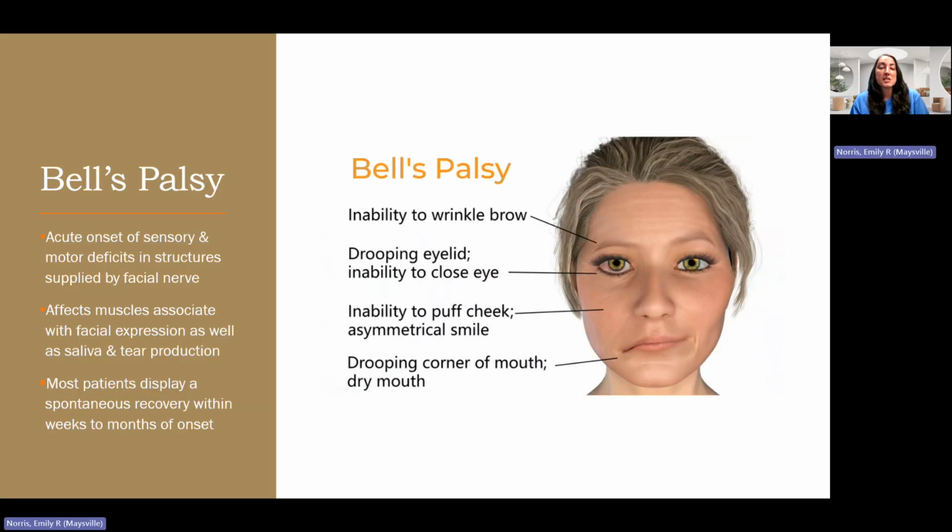Bell's palsy is an acute onset of sensory and motor deficits in structures that are supplied by the facial nerve. It affects the muscles associated with facial expressions, with saliva, and with tear production. Most patients display spontaneous recovery within weeks or months of onset. It is often related to a recent virus or high stress event that will cause it to start. And like I said, it typically spontaneously recovers.